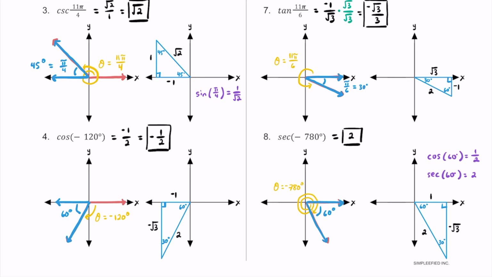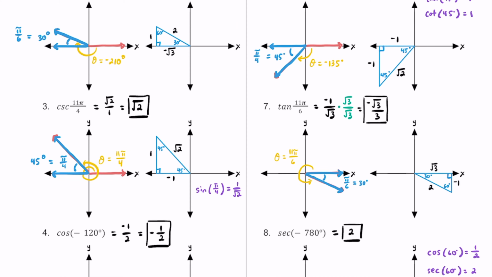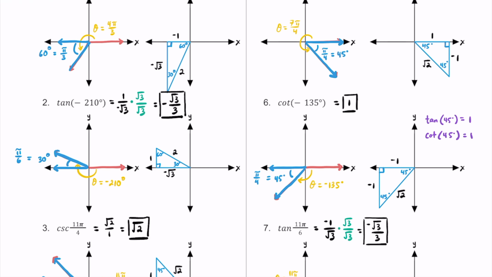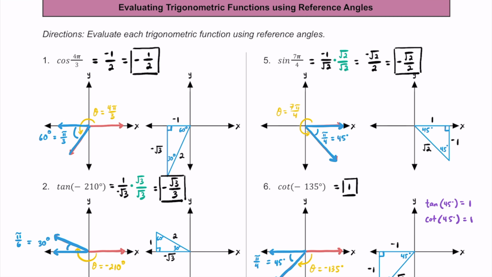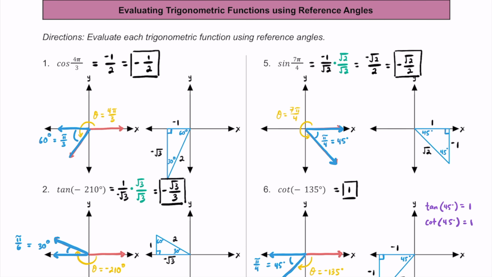So there you have 8 different examples of evaluating each of these trig functions with some angles in degrees, some in radians, using some of these reference angles and using 30, 60, 90 and 45, 45, 90 right triangles and using their ratios in each of the quadrants to figure out what all the ratios are.